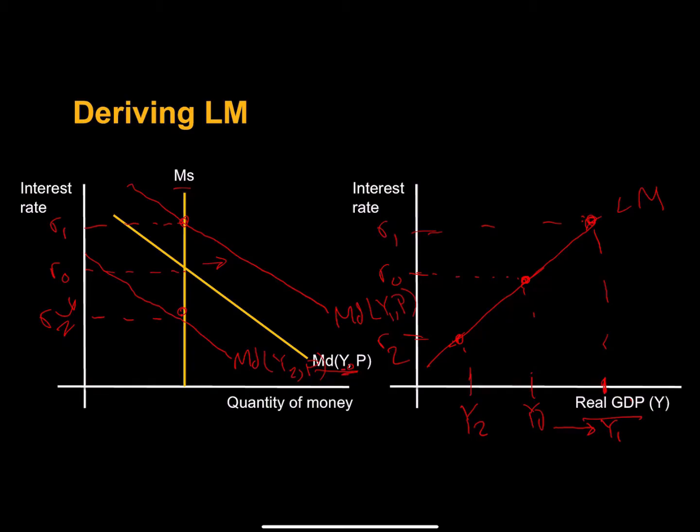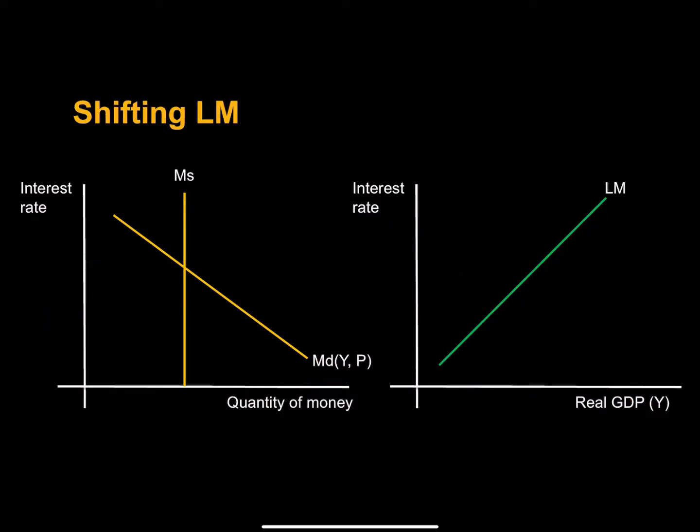All right, so we have derived our LM curve, and what we see here is if we increase income, we see a higher real interest rate, a nice positive relationship between real income or real GDP and the real rate of interest. So now that we've derived the LM curve, we can explain a movement along it. Let's talk about what causes the LM curve to shift.